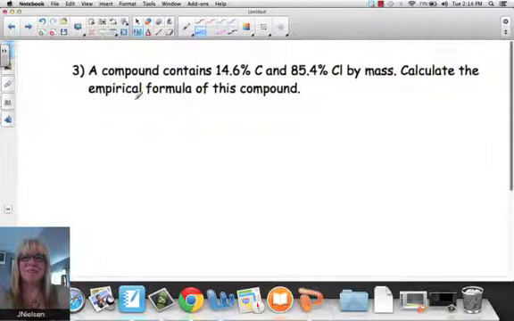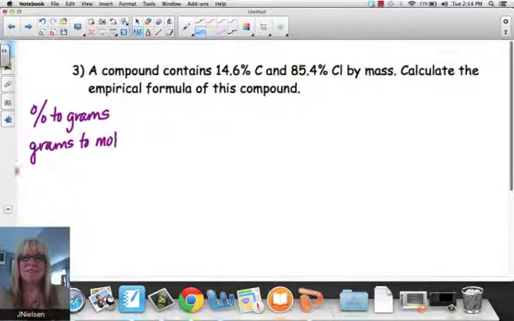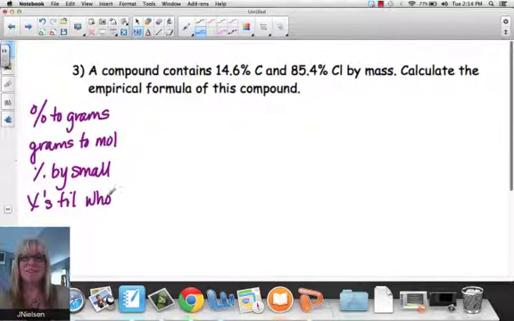Okay, so now we're starting with percent. So we have to do the whole thing. So I'm going to write it over here, percent to grams, just as a focus. Then we're going to do grams to moles. Then we're going to do divide by small. So we divide by the smallest number of moles, and then if we have to, times till whole.